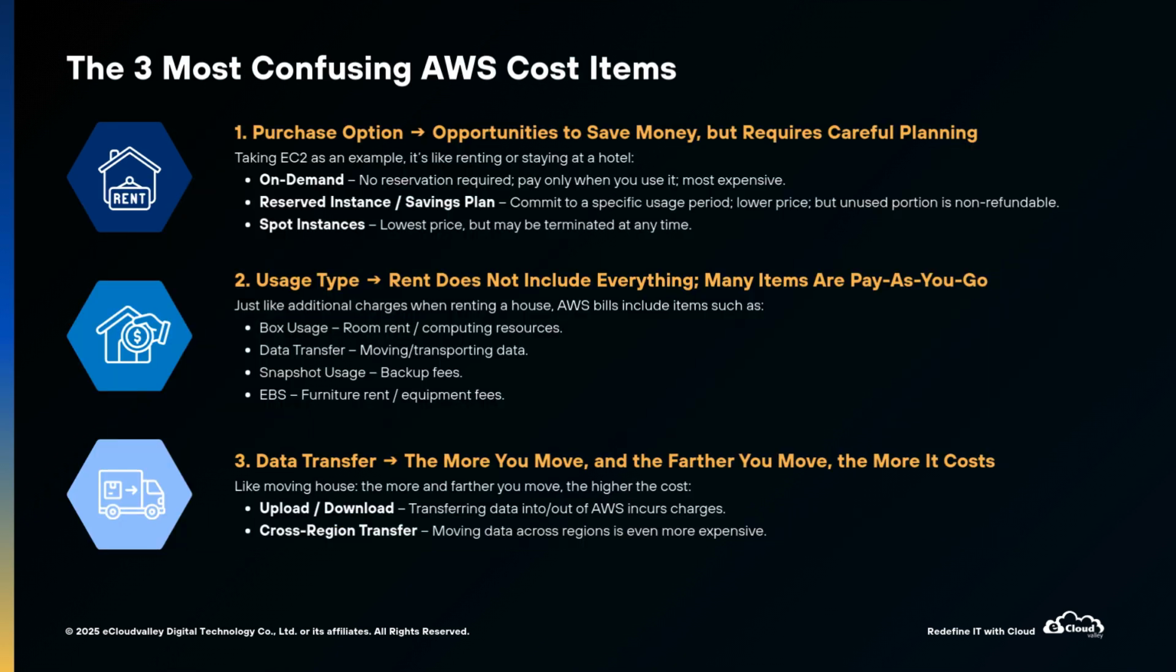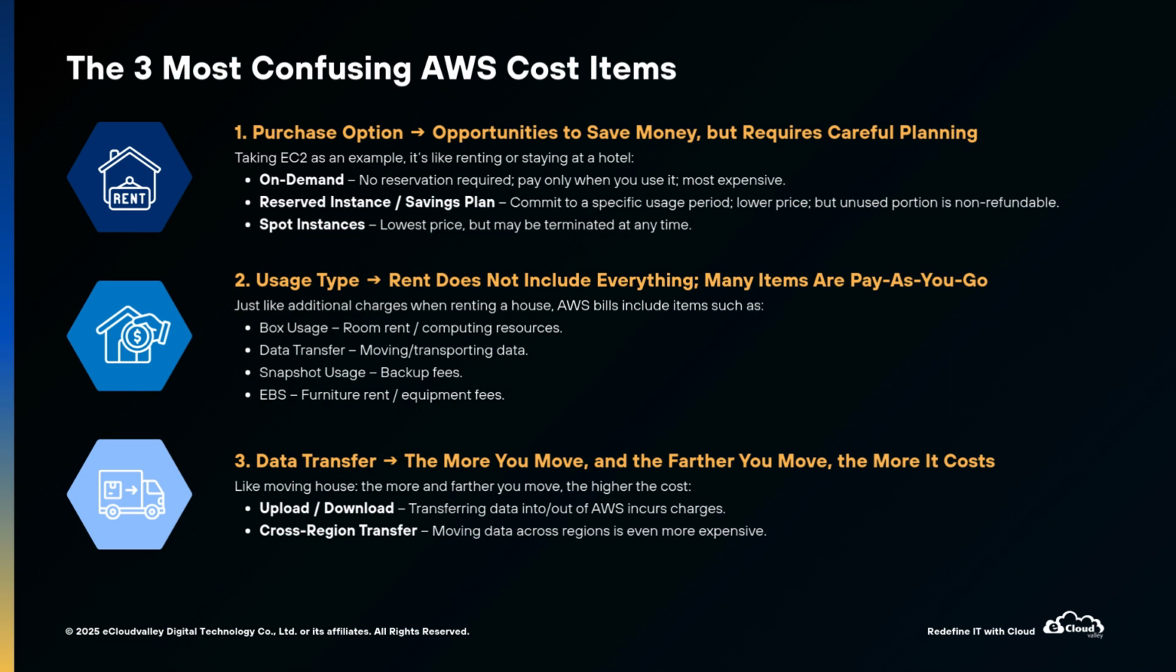Next, let's take a look at the three most confusing AWS cost items, the ones that tend to cause the most surprises. 1. Purchase option. Using EC2 as an example, it's just like booking a hotel or renting an apartment. The first option is on demand. No reservation, pay only when you stay, but it's the most expensive.